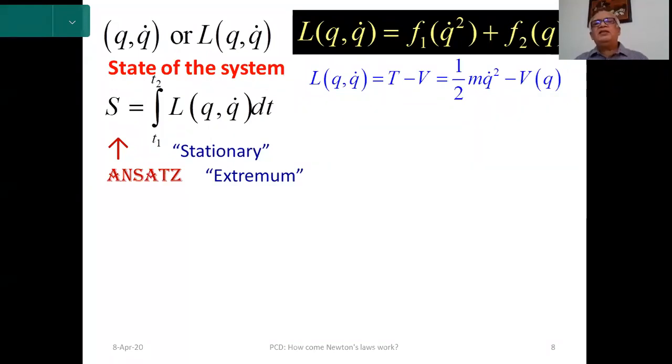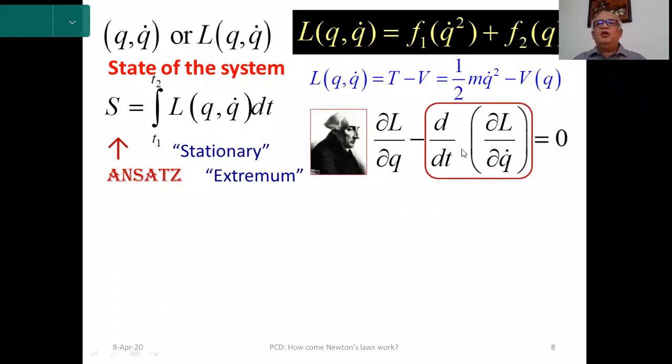The choice of the minus sign is governed by the fact that when you put this expression for the Lagrangian as T minus V in this ansatz and then demand that this action is stationary, it is an extremum, you get Lagrange's equation, which is this. This is the necessary and sufficient condition. The algebra is straightforward. You can work it out by applying the variational principle. I will not go into those details. I want to restrict my discussion to physical principles rather than to mathematical algebra, which a high school student or a college student can easily do.